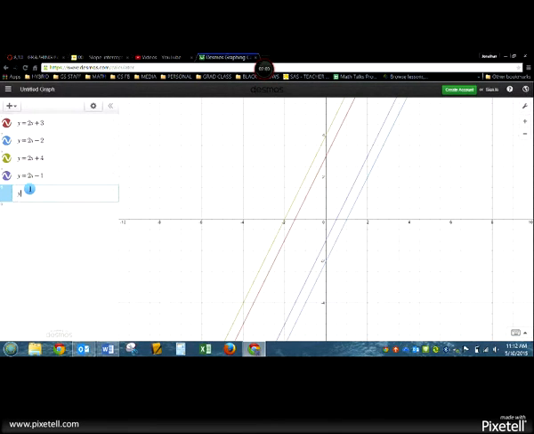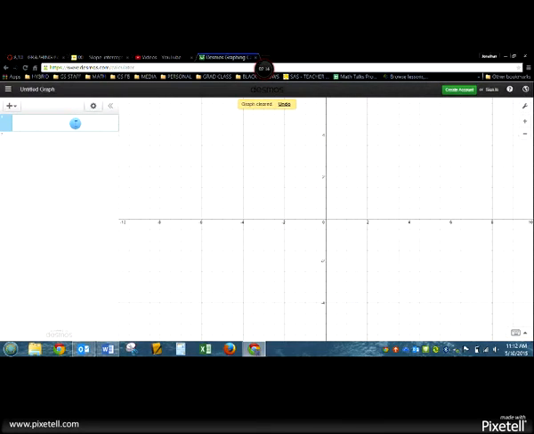What if it's not the same? Let's do negative y equals negative 3x. Okay, you can obviously see that's not the same, that's not parallel. So I'm going to delete all. So that's parallel lines.